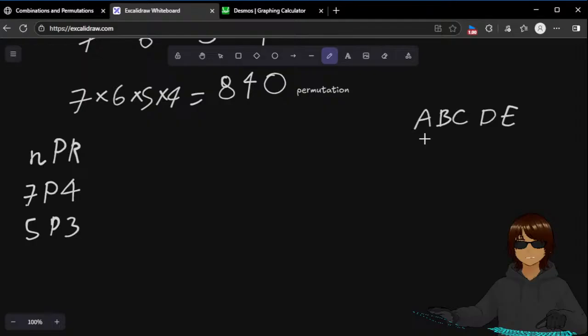Permutation this, like A, B, C, D, E. This is one permutation. B, C, A, D, E. This is a completely different permutation. If you switch the order, these are two different arrangements, called different permutations.